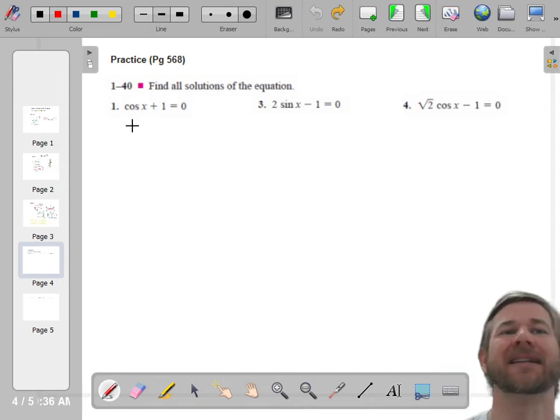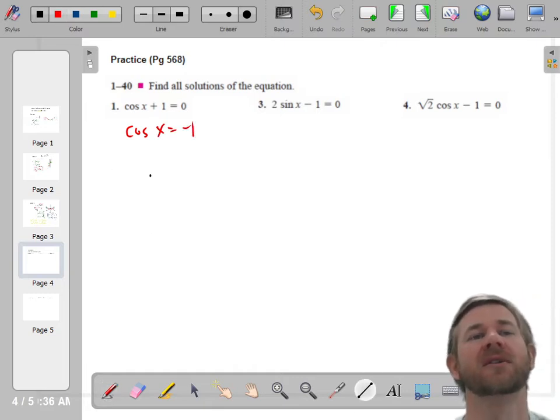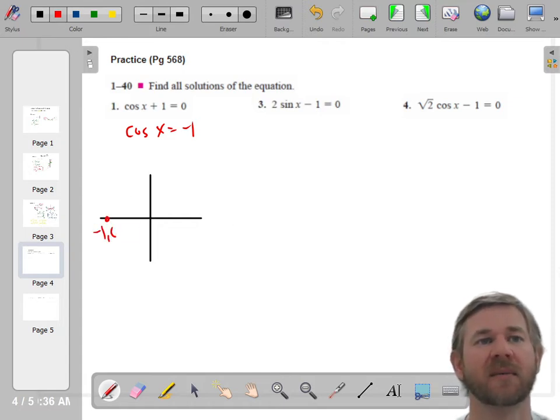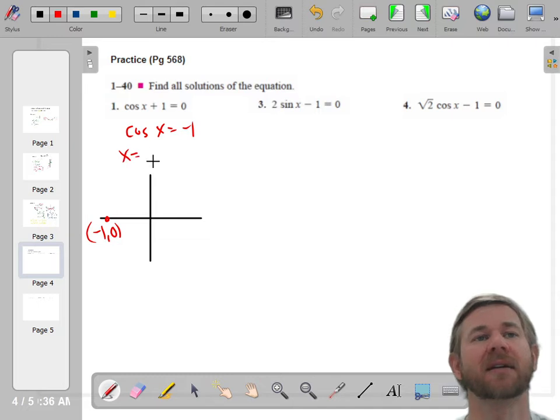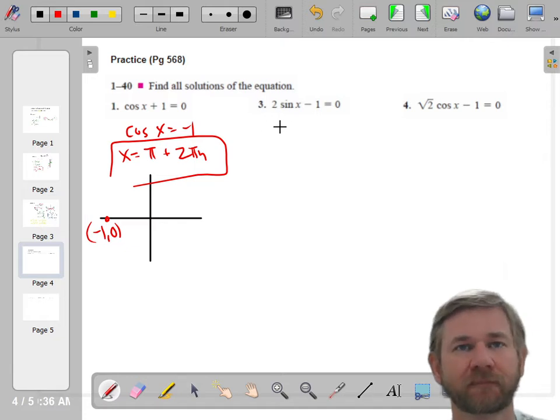We're going to get cosine by itself, so we will subtract 1. And now I will think about where cosine is negative 1. So cosine is the x, and x is negative 1 over here. That's negative 1 comma 0. So that happens at pi radians, and we'll say plus 2 pi n. So x equals pi plus 2 pi n.